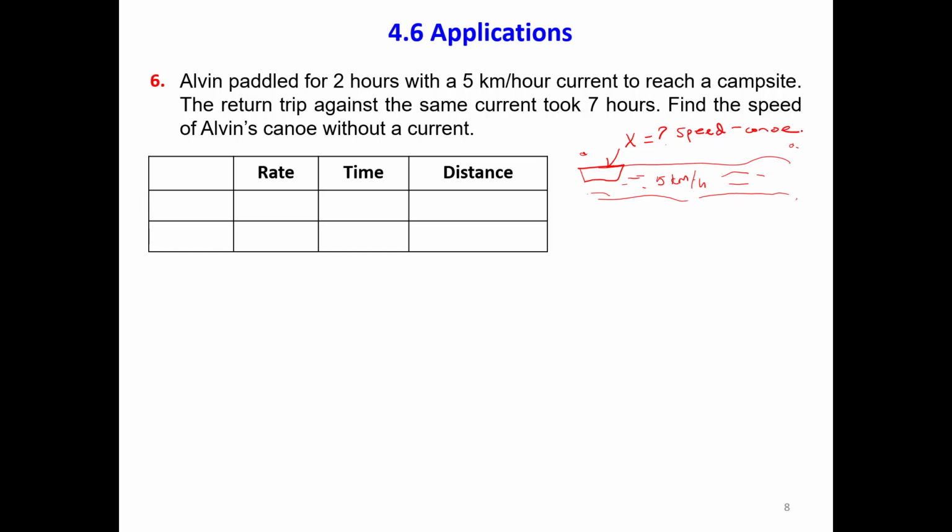And let's try to write how we can write this information here. The first trip, in this direction, he paddled with the current. When we return in this direction, it was against the current. Then we will write here with current and against current.